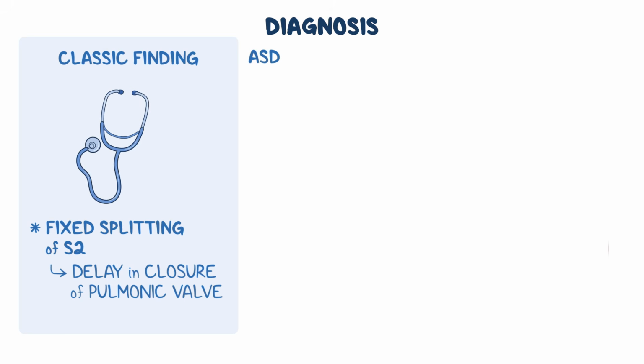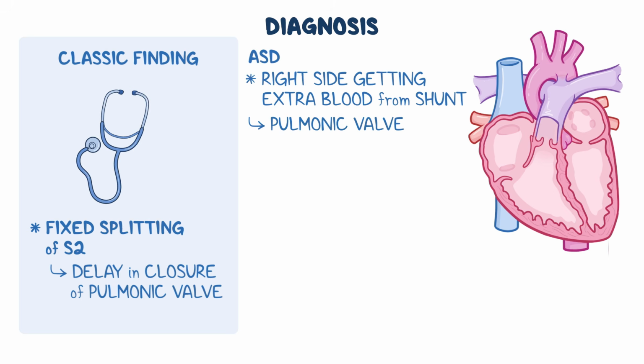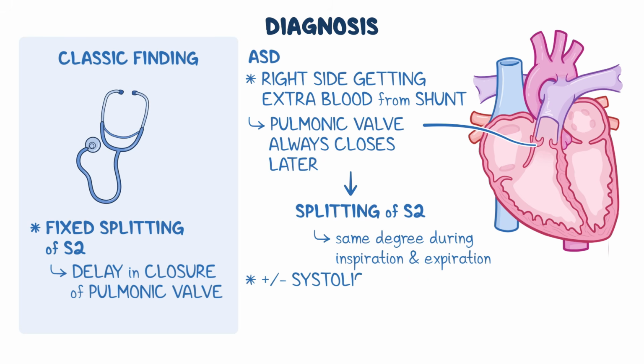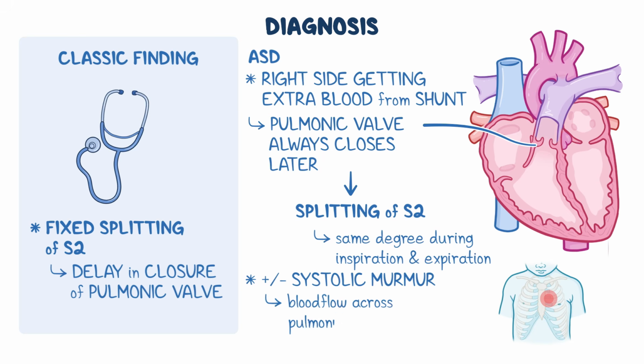But with an ASD, the right side is always getting extra blood from that left to right shunt, so the pulmonic valve always closes a bit later, not just during inspiration. As a result, splitting of S2 is fixed, meaning that it's split to the same degree during inspiration and expiration. You might also hear a systolic murmur at the upper left sternal border, not because of turbulent flow across the ASD, but because of the extra blood flow across the pulmonic valve.